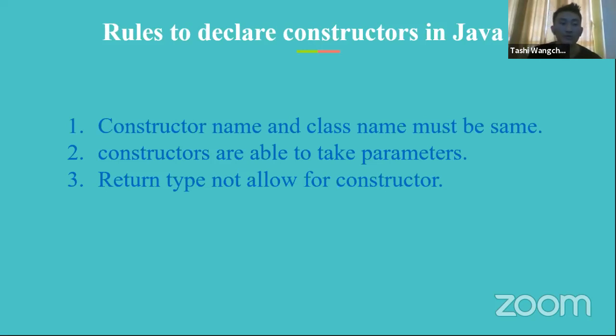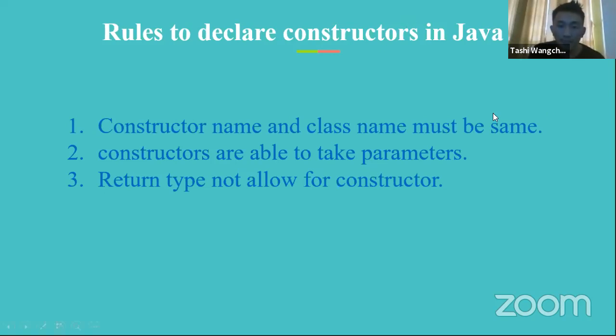Rule number three is that return types are not allowed for constructors. Unlike methods, where we have seen that a return type is mandatory, a return type for a constructor is not optional; it means it is not allowed in Java. A return type in a constructor is not allowed. So these are the three rules that you have to remember while using constructors.